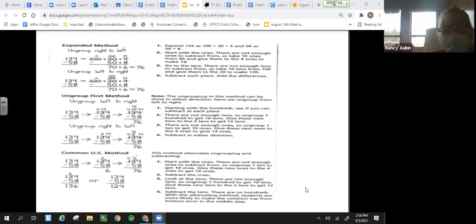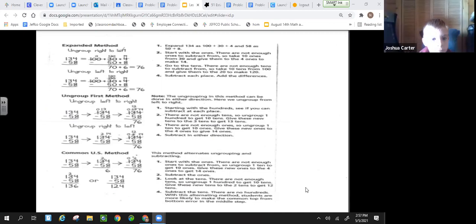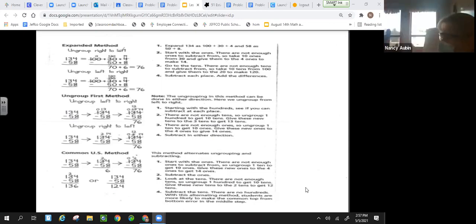Okay, but what about the method? Josh, can you share something different? What did you notice about the method? I noticed about the method is that on the ungroup first method, they moved it over like three times. Excellent. Anybody else here? What did you notice, Lila? So I noticed that on the common US method.